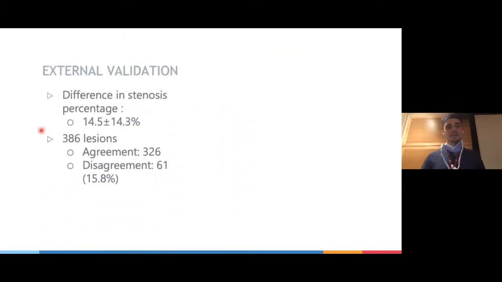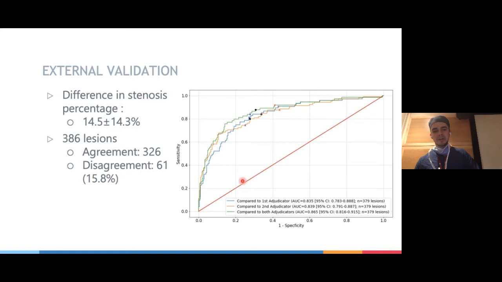So first of all, the two adjudicators had on average a 14% difference in the stenosis percentage, and they disagreed in 15.8% of the cases. So that means in 15.8%, one said it was a severe stenosis and the other said it was a non-severe, under 70%. This is the area under the curve as well, comparing the AI algorithm. In blue, you have AI against the first adjudicator. You have an area under the curve of 0.84. In yellow, you have the AI algorithm against the second adjudicator. You have, again, a 0.84 area under the curve.